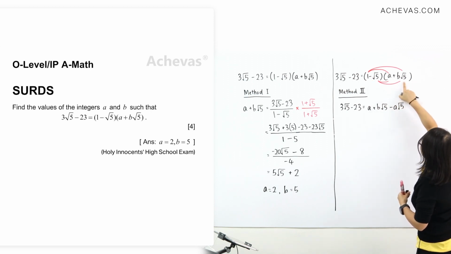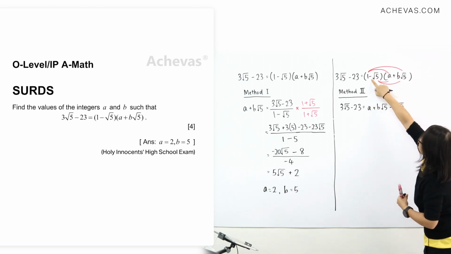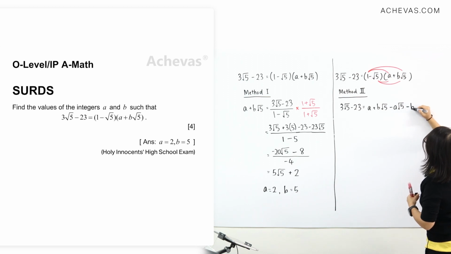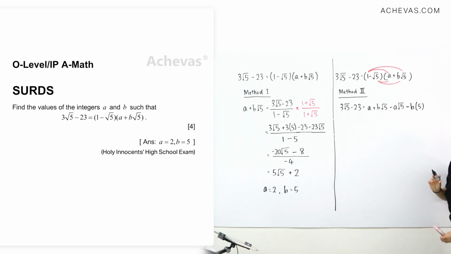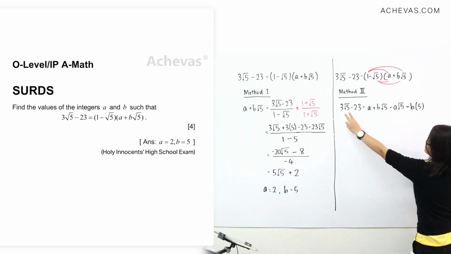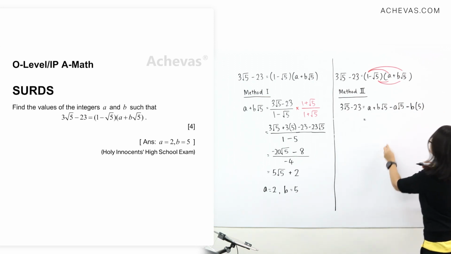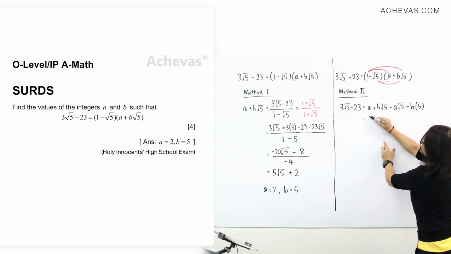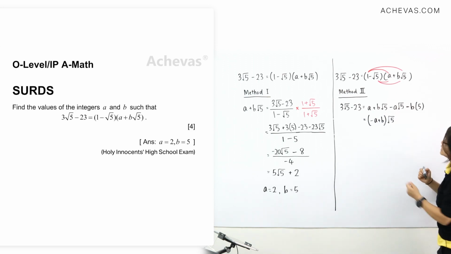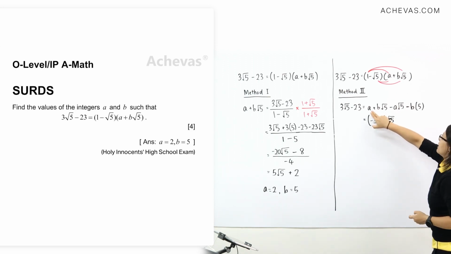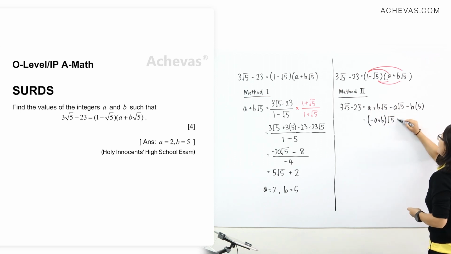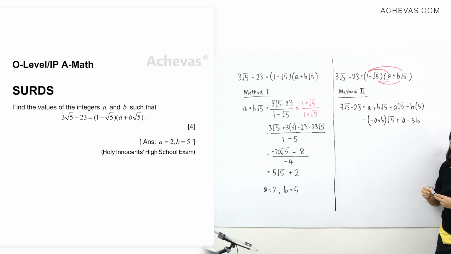And −√5 times b√5. Let me write down slowly. There's a negative here, so there's −b, √5 times √5, that's going to be 5. Okay, let me rearrange. Since I have √5, let me arrange the term with √5 first. So I will see I have (−a + b)√5. Okay, I'm going to put them together. And integer part, I have a and this one, so I have a − 5b.